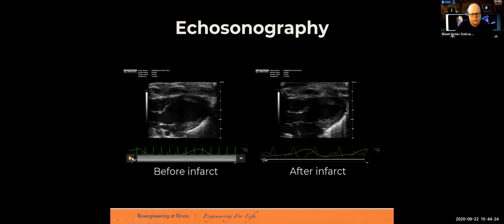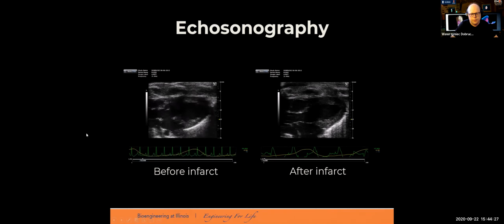Let me just play a video on the left side. This is the video which shows a normal contraction of the heart, of the healthy rat.